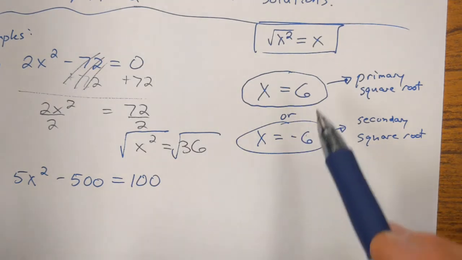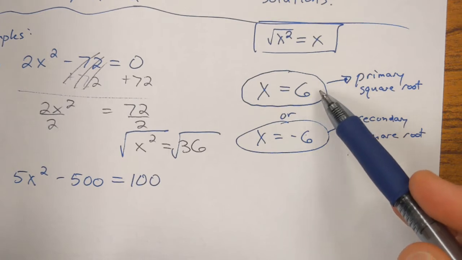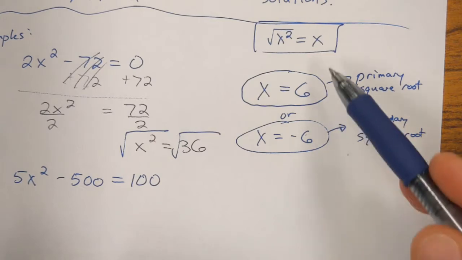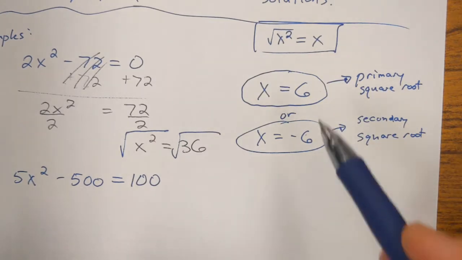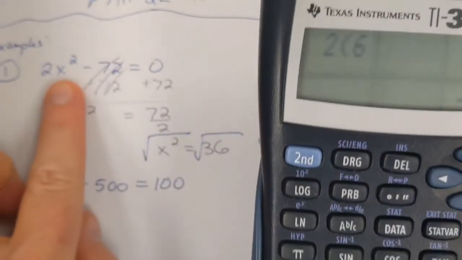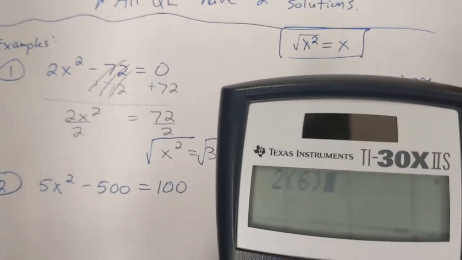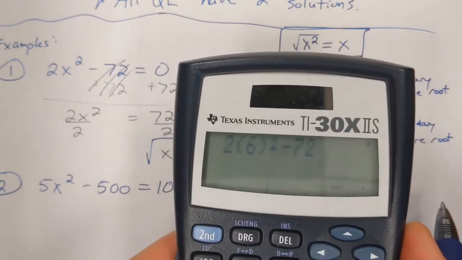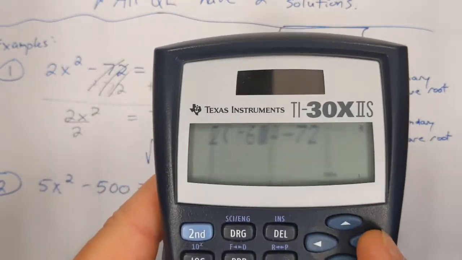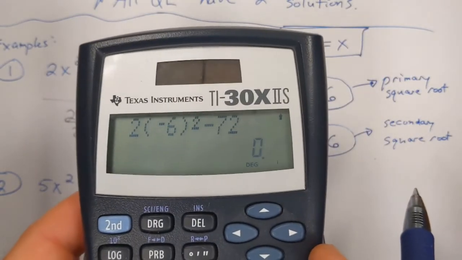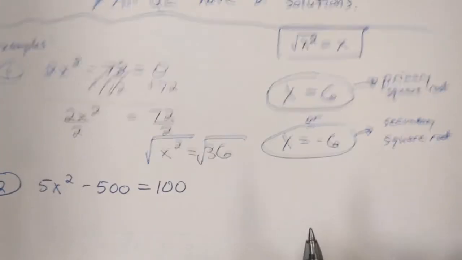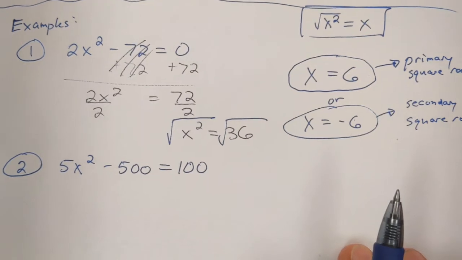And so a problem like this is going to have 2 answers. One of the answers will be the primary square root of 6, and the other will be the secondary square root, which is negative 6. And guess what? We have to write them both. Either one of these numbers would work, and I can prove it to you. Not only does 2 times 6 squared minus 72 equal 0, which it does, but the same is also true of 2 times negative 6 squared minus 72. It also equals 0, so we need to write both of these down. All right, so there's our answers, 6 or negative 6.